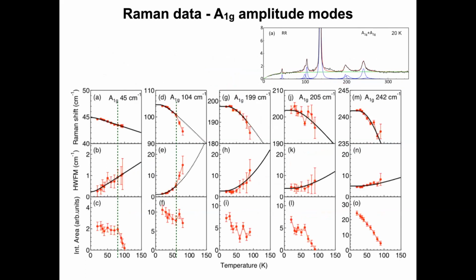But there is also other stuff that happens at the transition. This turns on at TC. Some of them are just amplitude modes of the order parameter. But then you can see there's a kink here at some lower temperature, which is this T star.